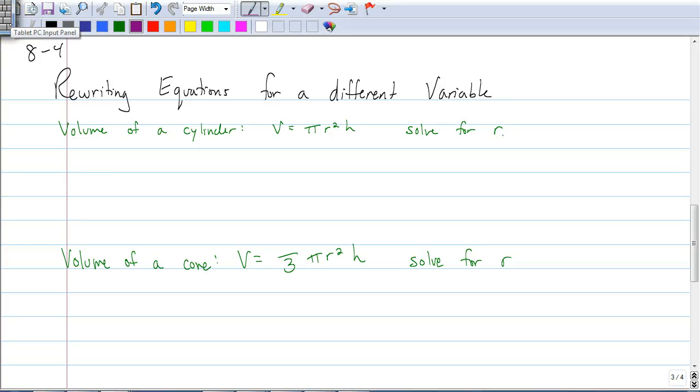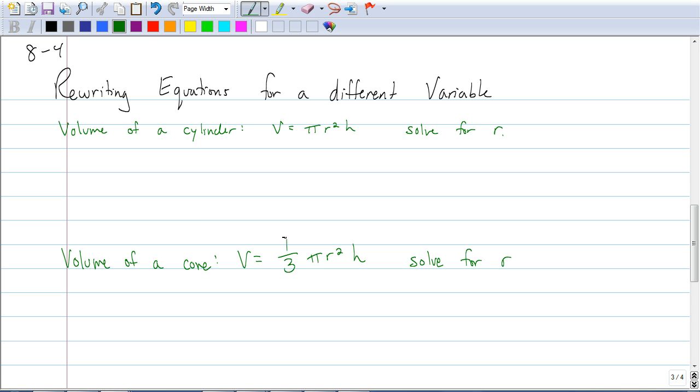So in this video I'm going to wrap up lesson 8.4 with a couple of pieces that we need to make sure we cover. The first part is how to rewrite an equation for a different variable, because sometimes in geometry we've seen these formulas in physics or in chemistry.